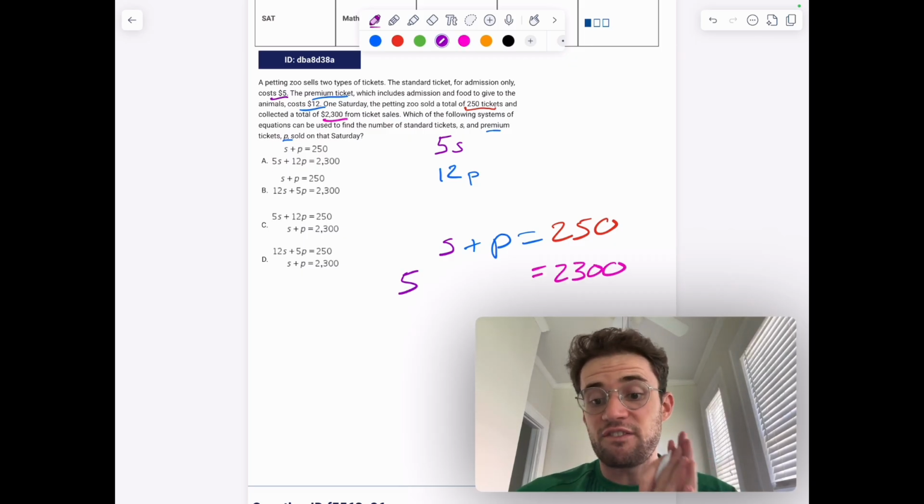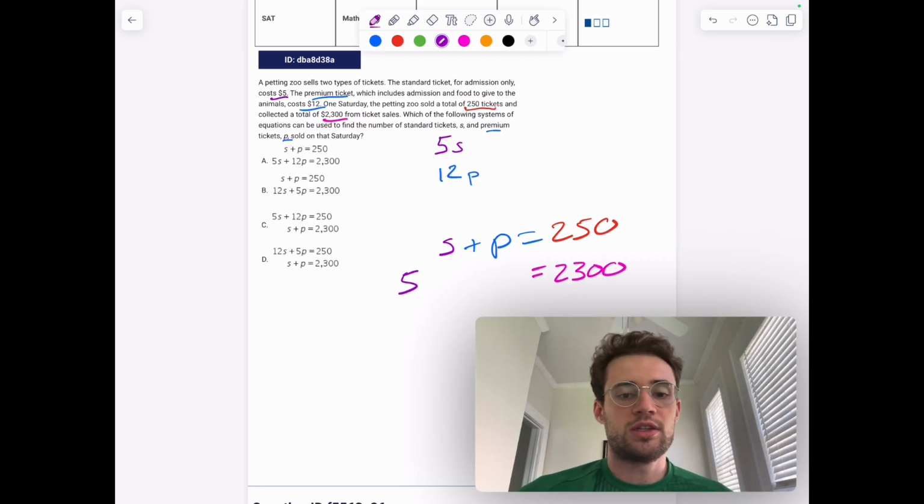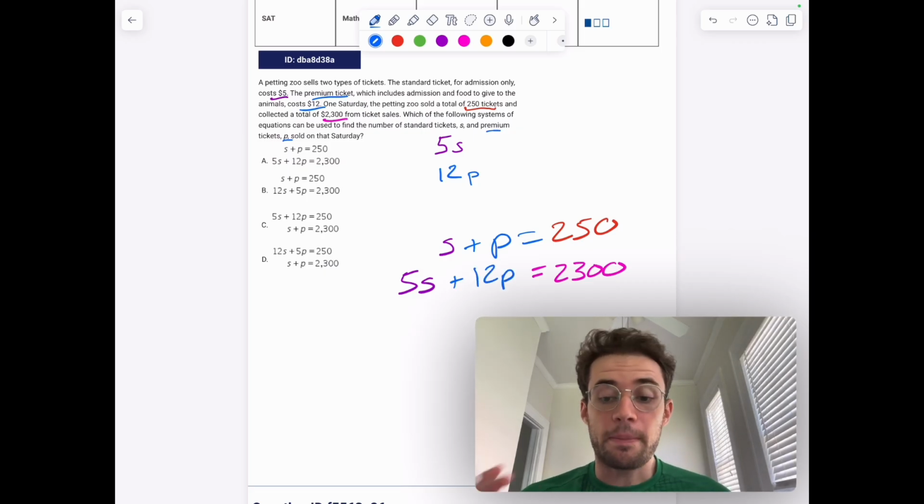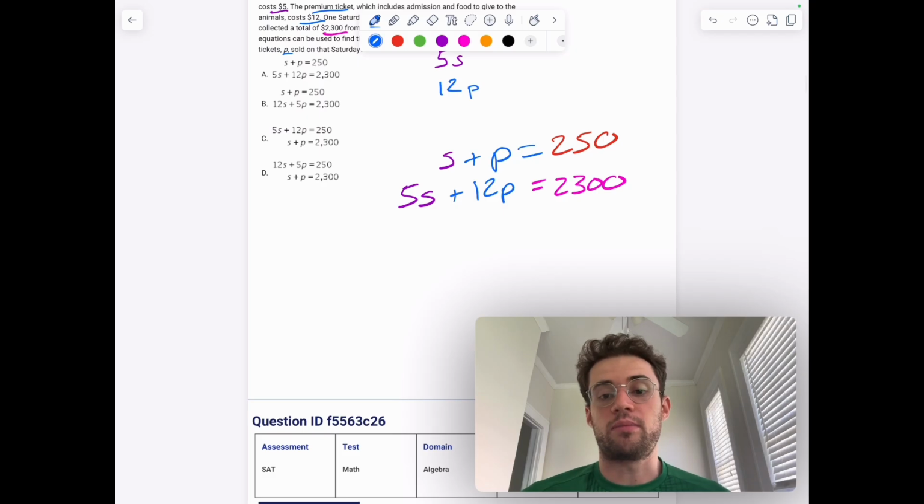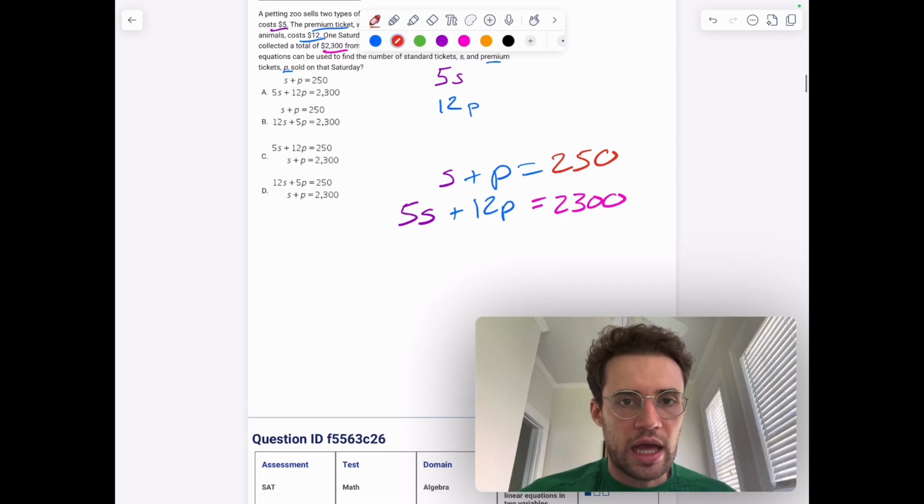They make $5 for every standard ticket that's sold. So you do $5 times the number of standard tickets. That's all of the money from standard tickets. And then we'd have 12 times P. That's $12 per premium ticket times the number of premium tickets. That's all of the money made from premium tickets. So these 2 equations in some form should be the answer. And if we look, S plus P equals 250, so that checks out. 5S plus 12P equals 2,300. Choice A is correct.